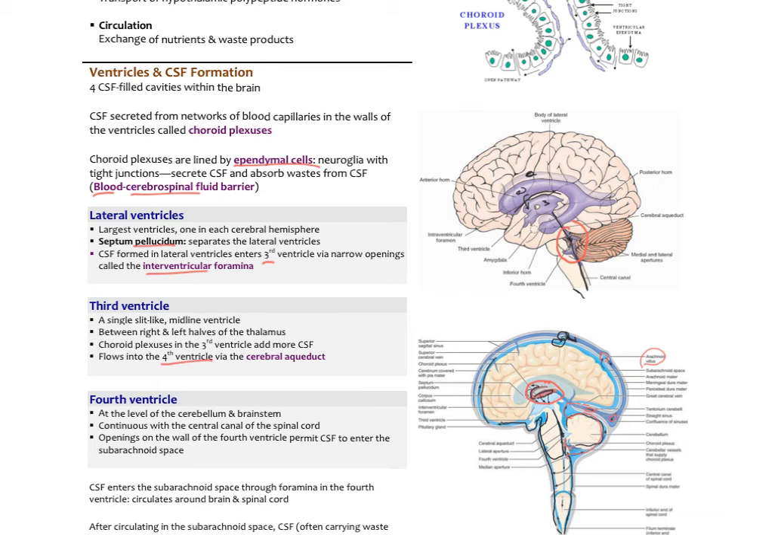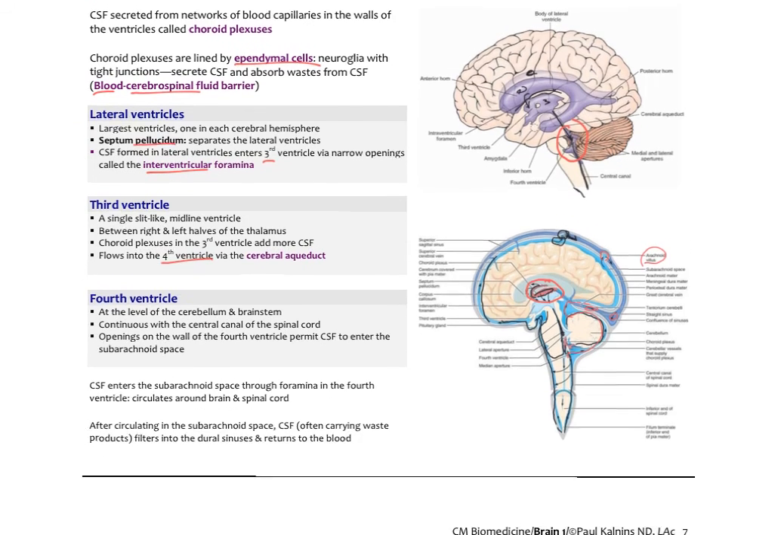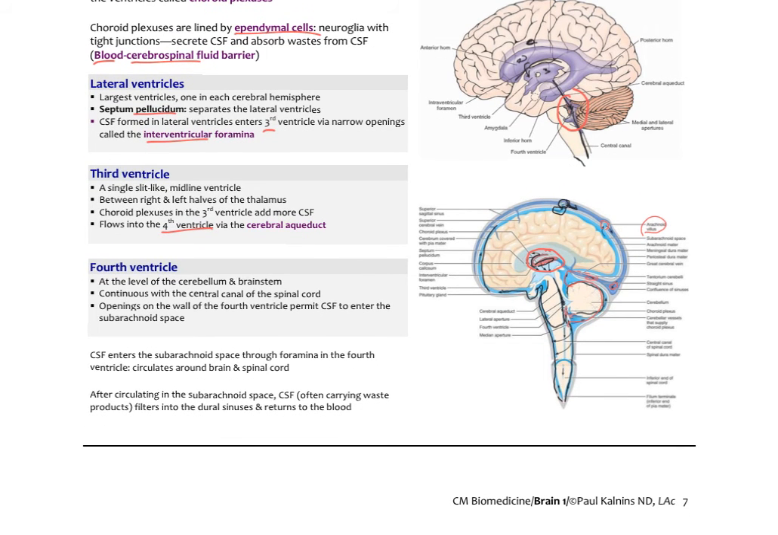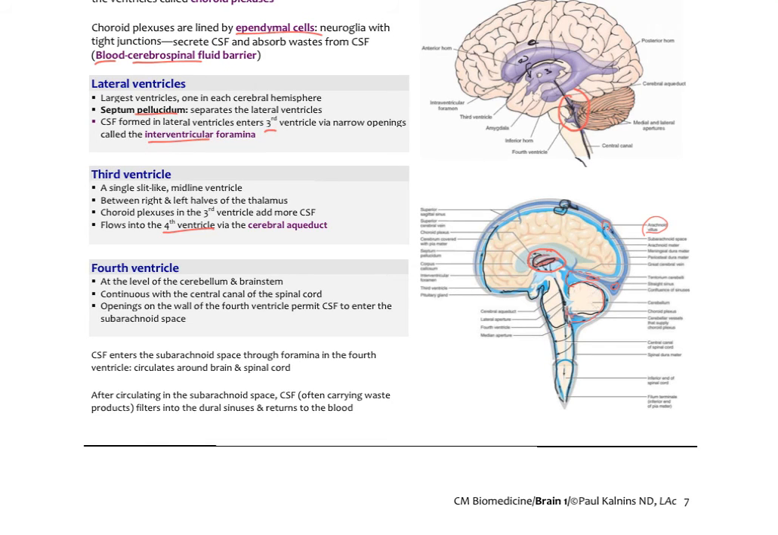And then the fourth ventricle doesn't add more CSF. It actually just is continuous down here with the central canal of the spinal cord as well as the meninges around the spinal cord. And so that's going to allow the CSF to flow into the subarachnoid space, and that's going to circulate around the meninges as we've talked about. Okay, so that is the basic pathway of cerebral spinal fluid.